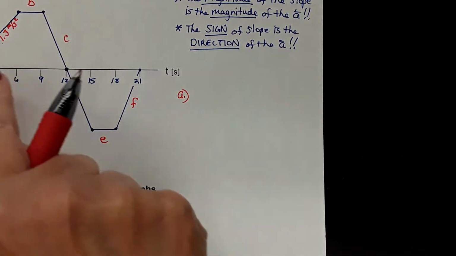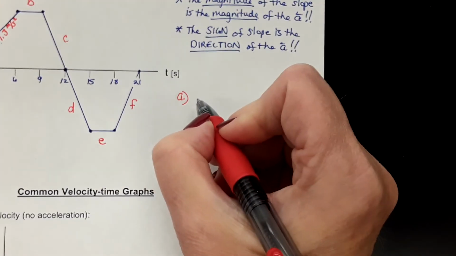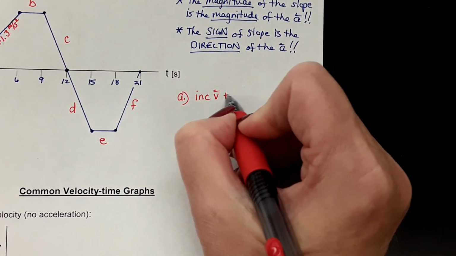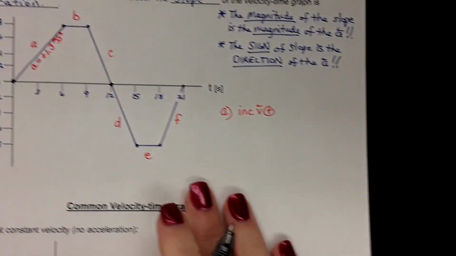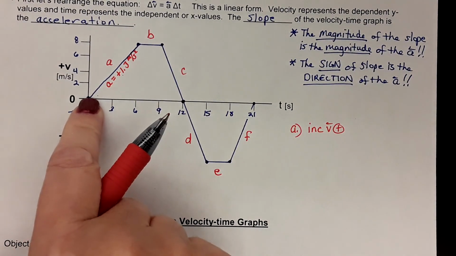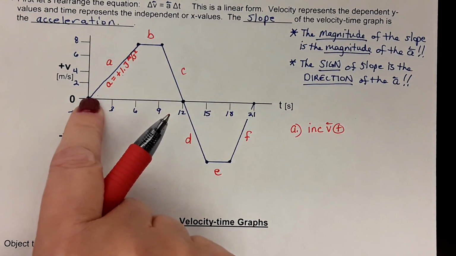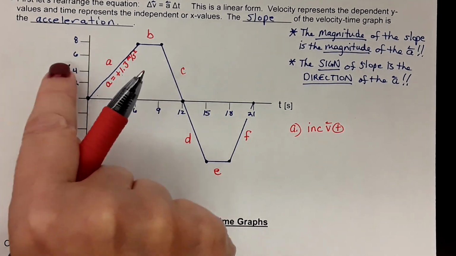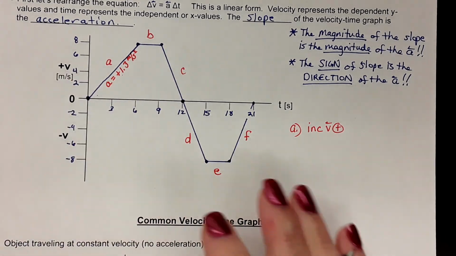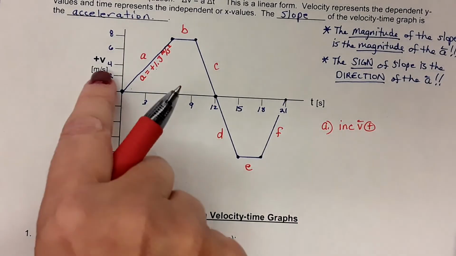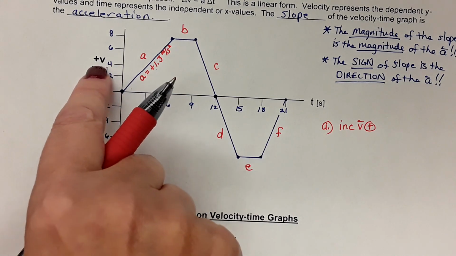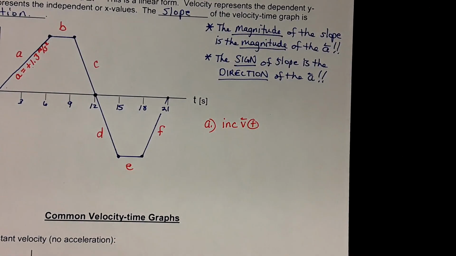Section A. In section A, you have increasing velocity in the positive direction. How do I know? Look over here on the y-axis, because that's where the velocities are. Not position, velocities. You have an increasing velocity in the positive direction. Here's the direction of the object's motion. It's actually moving in the positive direction, all right?